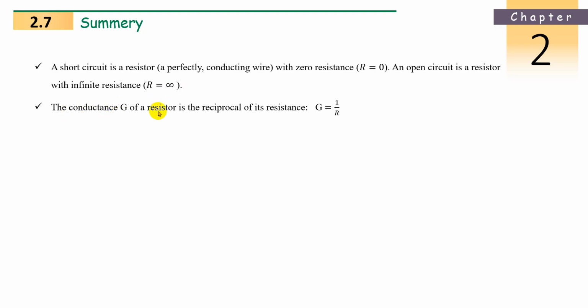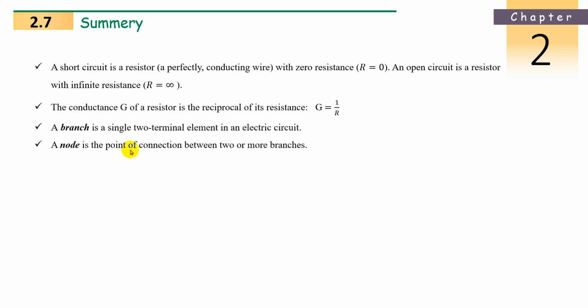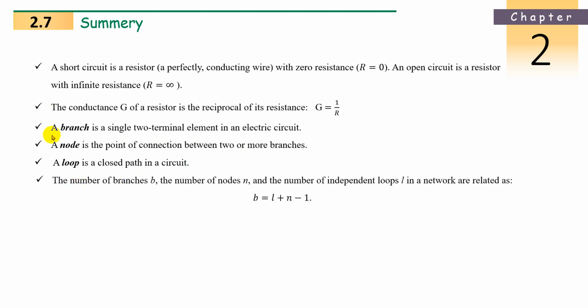Now what is the conductance? Conductance is the reciprocal of the resistance, G is equal to 1 by R, or we can say it is inversely proportional to the resistance. Now a branch, what is the definition of a branch? It is a single two terminal element in an electric circuit. A node is a point of connection between two or more branches. If two are connected, it is series. If more are connected, they are in parallel. A loop is a closed path in a circuit. Now what is the topology relation between these three, branch, node and loop? Branch is equal to loops plus node minus 1.